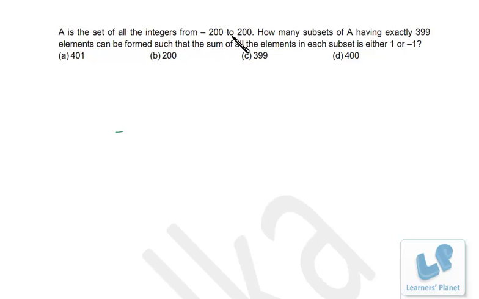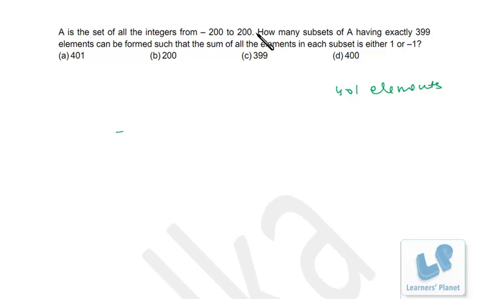In all, from minus 200 to 200, 401 elements will be there, right? And we have to make the sets of 399, right? Each set should contain 399 elements. That means we just have to drop 2 elements every time for making a set. So to elaborate this concept, I take a smaller example.